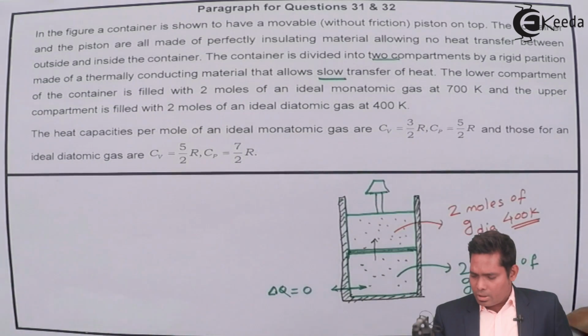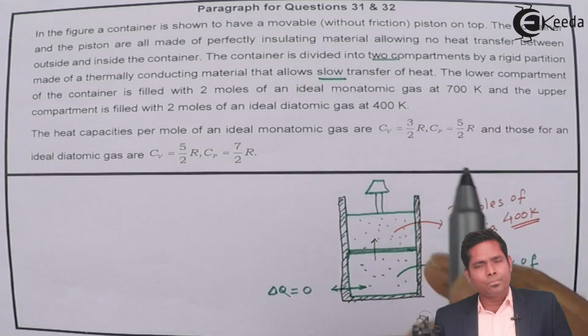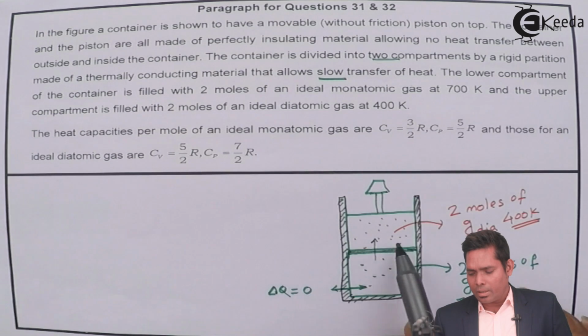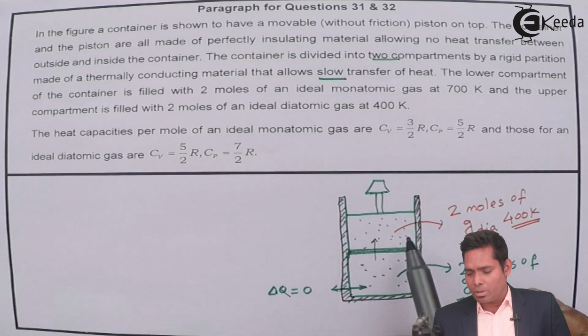Now this contains 2 moles, this also contains 2 moles, this is diatomic, this is monoatomic, this temperature is 400, this temperature is 700. So the conduction will obviously be from this side to that side, because it's at higher temperature.